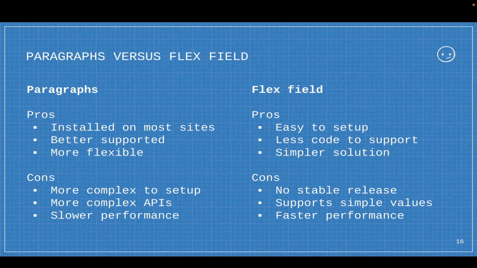Cons. There are no stable releases of FlexField. I think it's in beta. There could be one that's coming out. It supports only simple values. When you get into nested multiple values, that is just not supported. It's like name value pairs. If you have to get name value pairs anywhere, by the way, even outside schema.org blueprints, it's a great module for that. It is much faster performance. It's probably the fastest way to do name value pairs in an entity in Drupal.